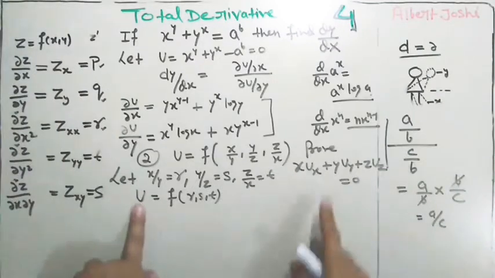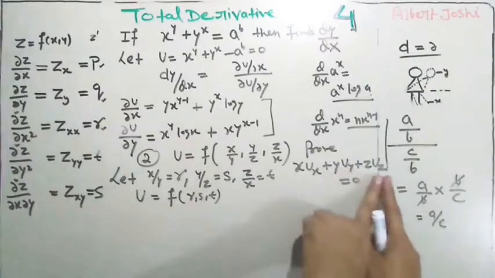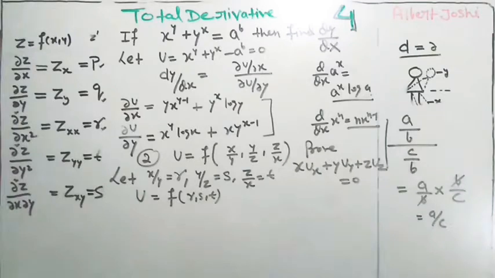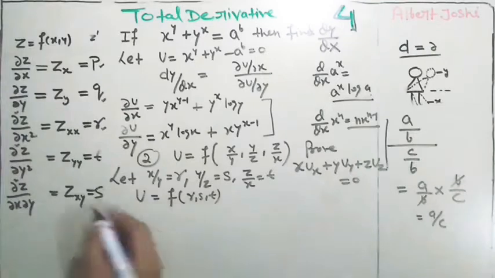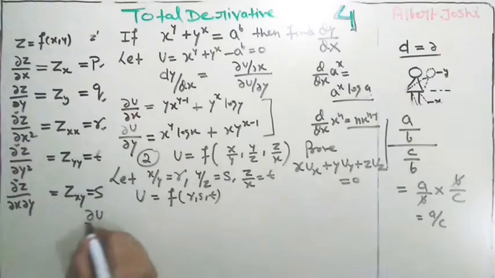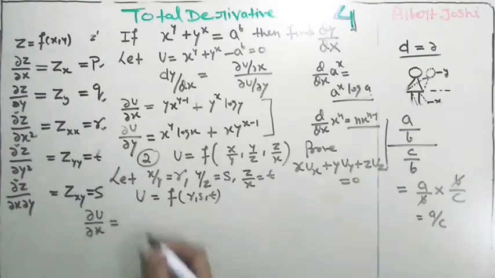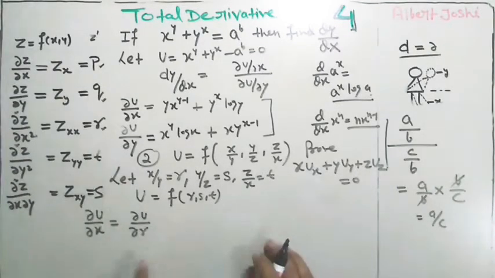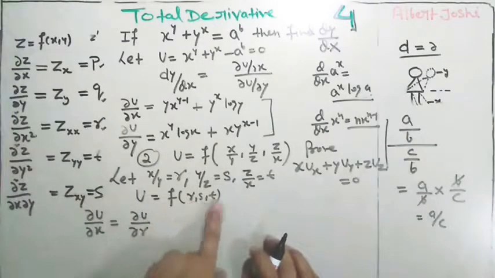This function you have to differentiate with respect to x, with respect to y, with respect to z. He is asking to prove that this is 0. So how will you differentiate? At first you will find du upon dx. How to find du upon dx? So del u upon del x is equal to, you will write del u upon del r. At first, in this function u there are a total of 3 variables.